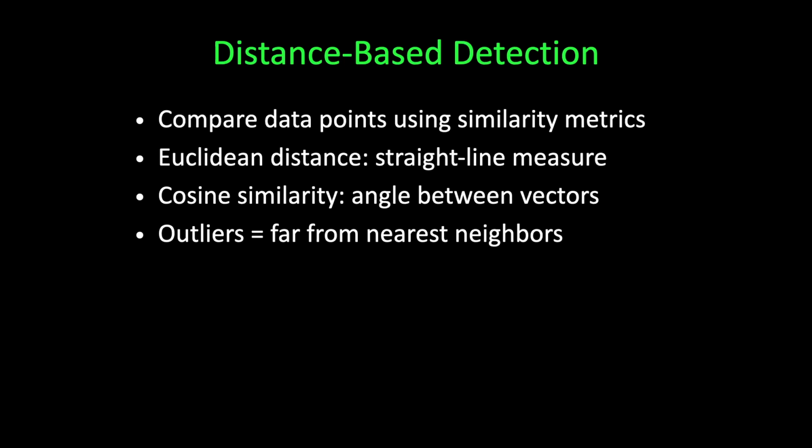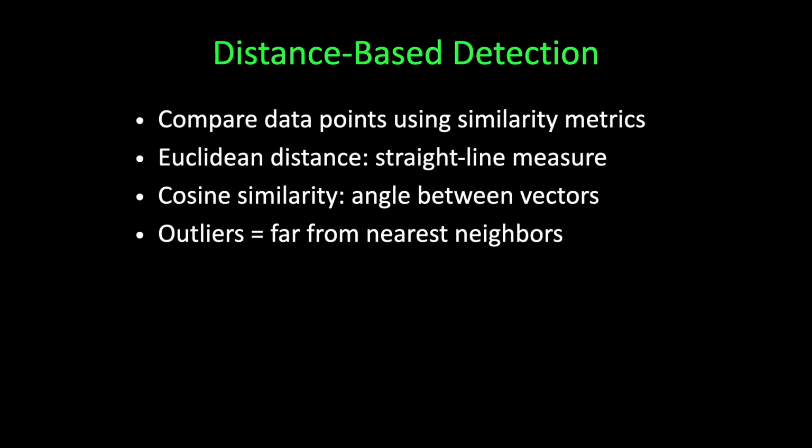Next up are distance-based methods. The idea here is straightforward. If a data point is far away from others, it may be an outlier. To make this work, we need a way to measure distance or similarity between points. The most common metric is Euclidean distance, which is the straight line distance between 2 points in a space. For example, if you imagine each data record as a point in a multi-dimensional space where each feature is one axis, then normal points cluster together and outliers sit far away. Another common metric is cosine similarity.